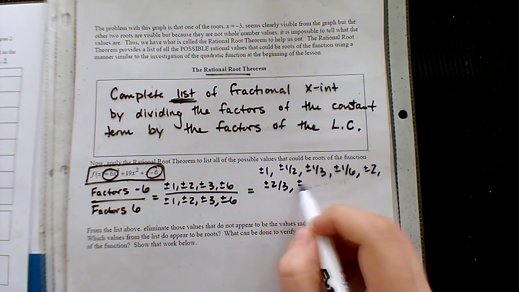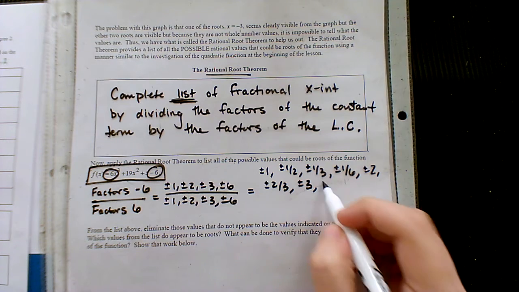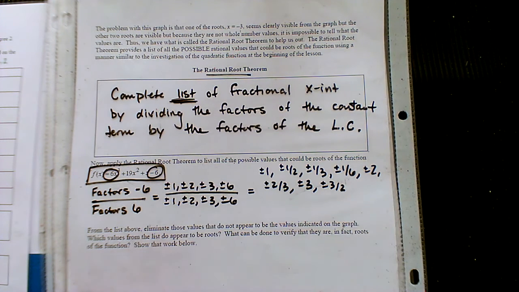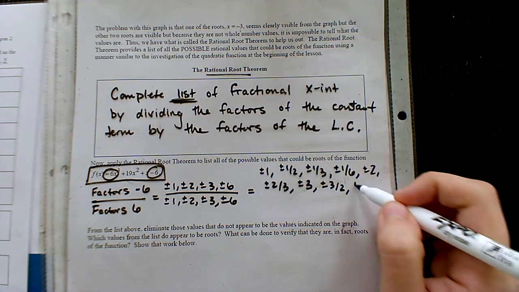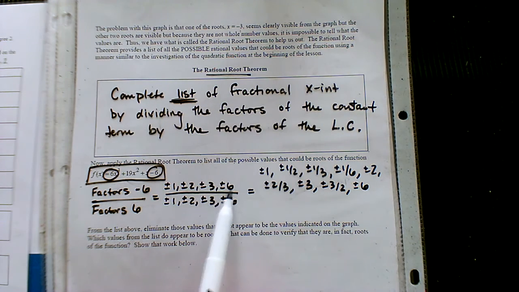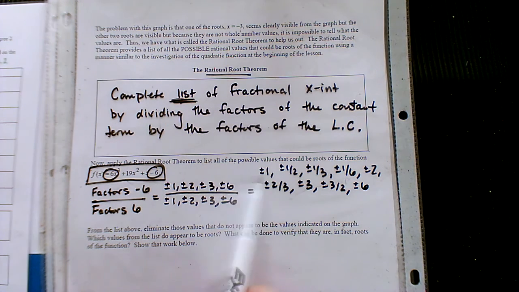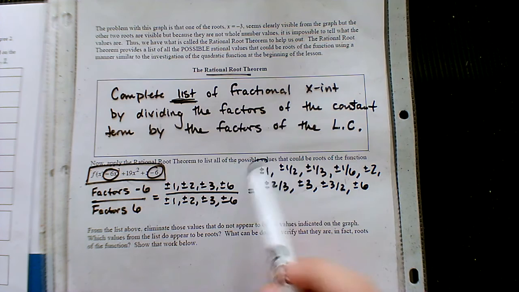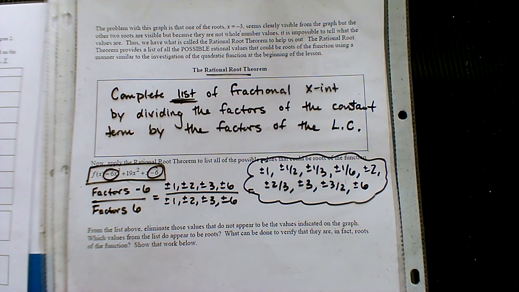Next we can move on to 3 up top. So 3 divided by 1, 3 divided by 2, 3 divided by 3 is 1, 3 divided by 6 is 1/3. Alright, moving on to 6 up top. 6 divided by 1 is 6. 6 divided by 2 is 3. We already have that. 6 divided by 3 is 2. We already have that. And 6 divided by 6 is 1. And we already have that. So here's our complete list of possible fractional x-intercepts that we should be able to see on a graph.